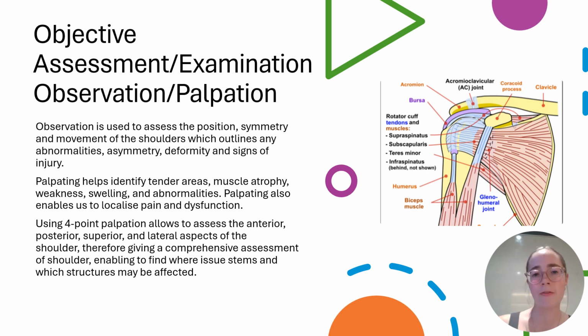We then completed 4-point palpation on her shoulder, palpating the anterior, posterior, superior and lateral portions of the shoulder. From palpation, we were able to identify areas that were tender, weak, had pain, were swollen, inflamed, along with any other abnormalities and muscular atrophy.